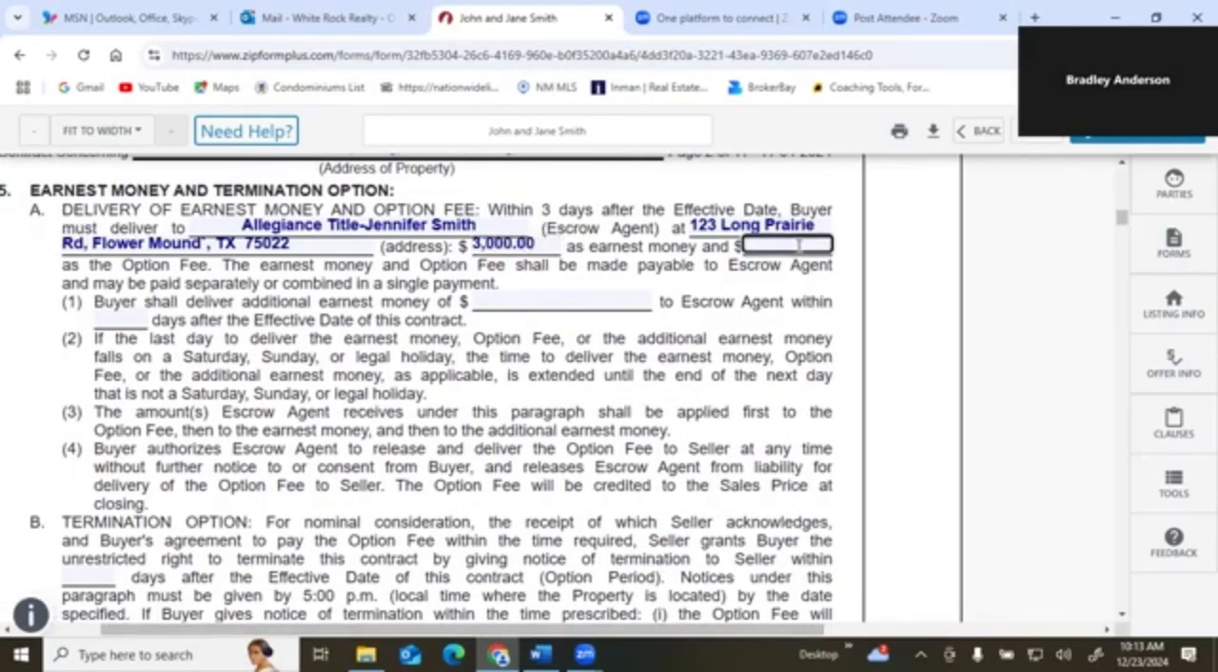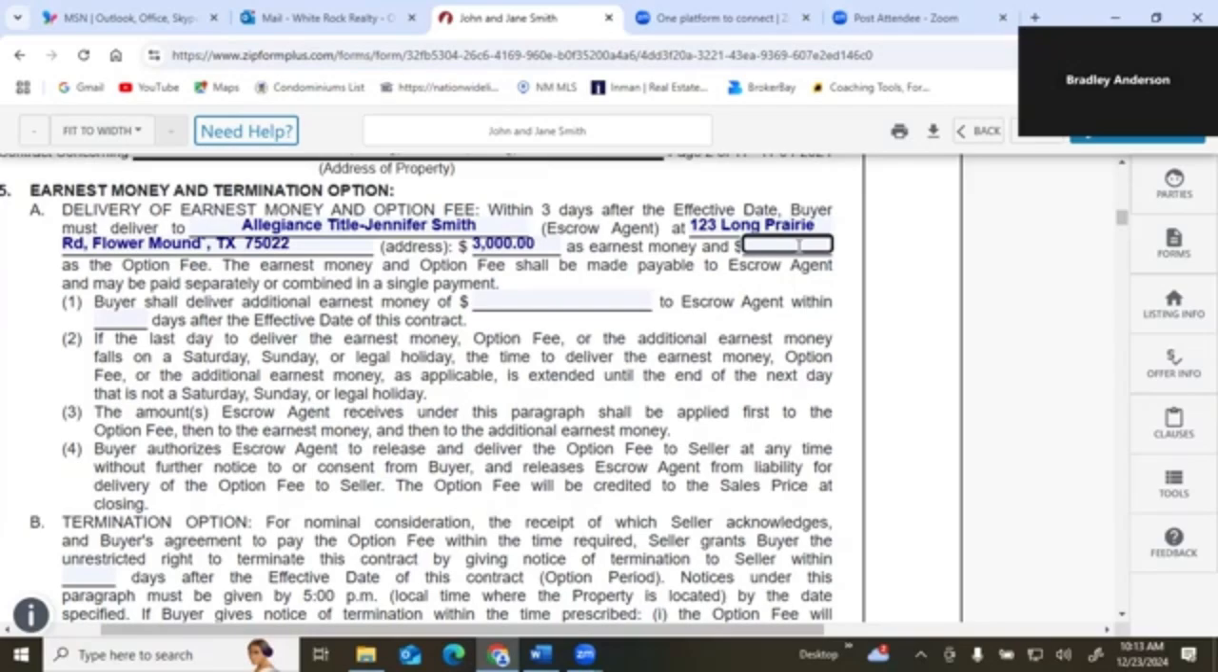And then you're going to say, well, how much am I going to pay for an option fee? And what is that? Well, an option fee is the amount of money that is always non-refundable as a minimal amount to say, hey, I want X amount of days to think about whether or not I really want to buy this home. And in that time, you're going to do inspections and other things that would seal the deal.